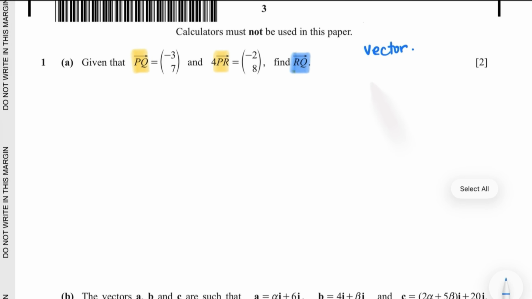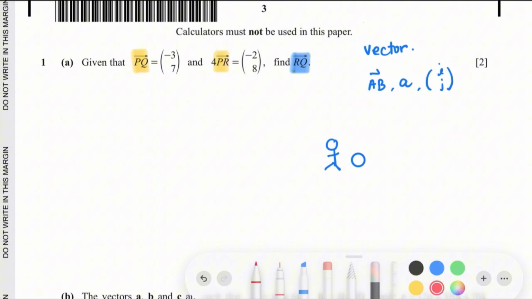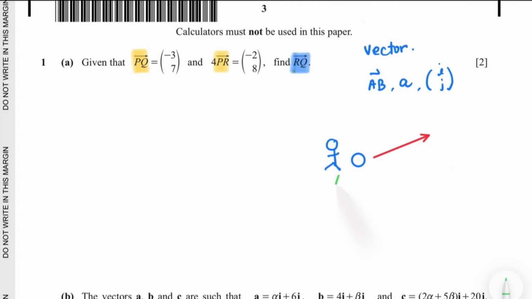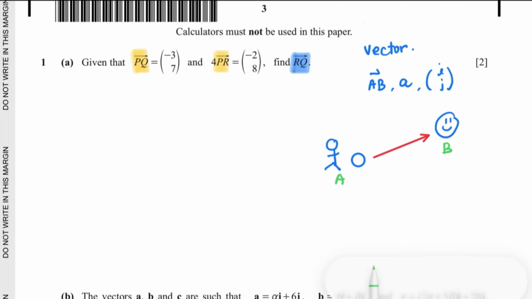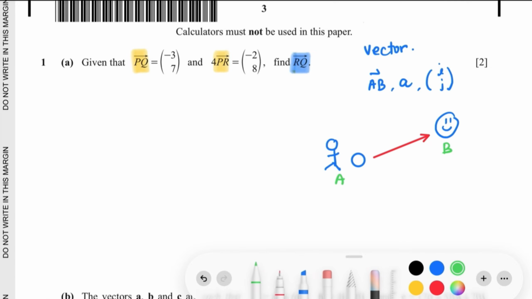A vector can be represented as an arrow, an italic alphabet, or a column vector with the i and j components. Now imagine you have a ball and you are trying to kick the ball to your friend Sam. Let's say your point is A and your friend over here is B. Vector is just a language for a movement.